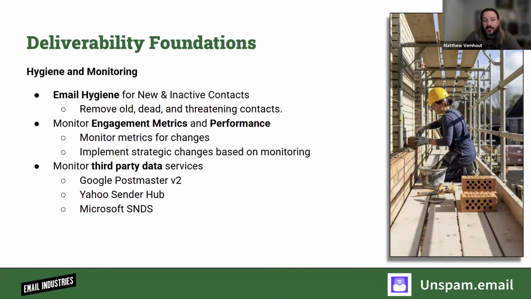Look at the new Yahoo Sender Hub. If you haven't set it up yet, go out and set it up. Talk to your ESP about, are they getting spam complaints from Yahoo? It's part of the Sender Hub, so maybe they've set it up for you. Maybe they haven't. Maybe they've set it up in a way where they're getting everything related to their DKIM keys. But you can set it up for yourself as well.